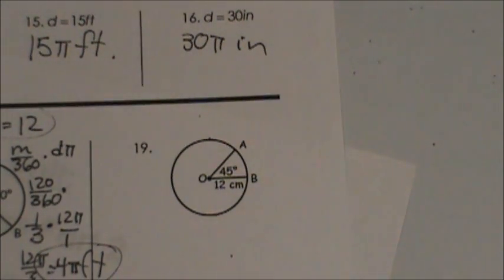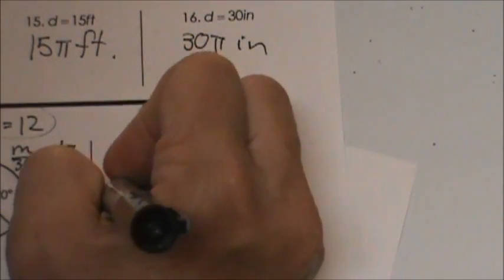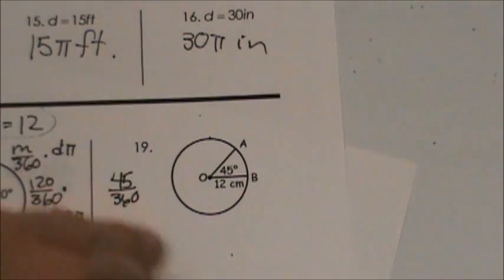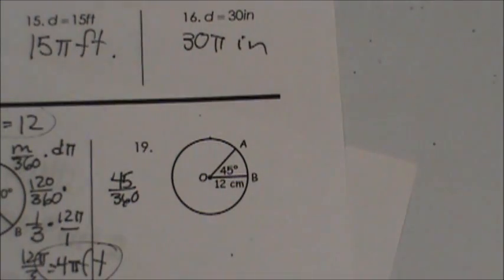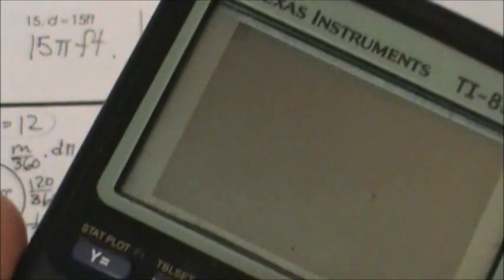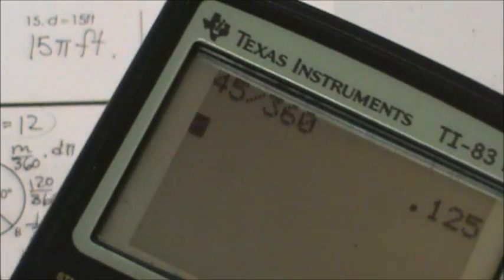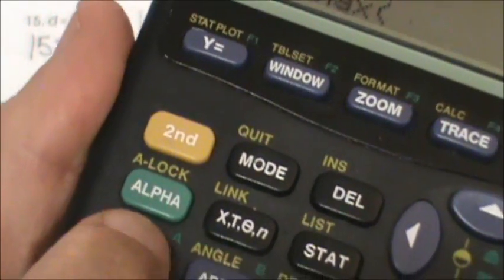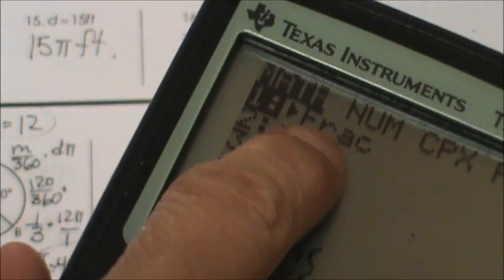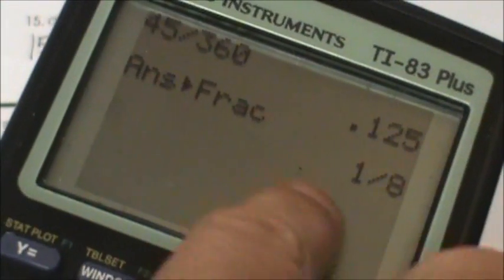Okay, number 19. We have 45 degrees, 45 out of 360. That may be a little trickier, but that one reduces. You can use your calculator if you want. I'm going to show you a quick little trick on your calculator. Put in 45 divided by 360, and you're going to get a decimal answer. But if you want to convert that to a fraction, go to your math button. Click math, and the very first choice is fraction. Enter twice, enter, enter, and it converts it to the fraction for you.